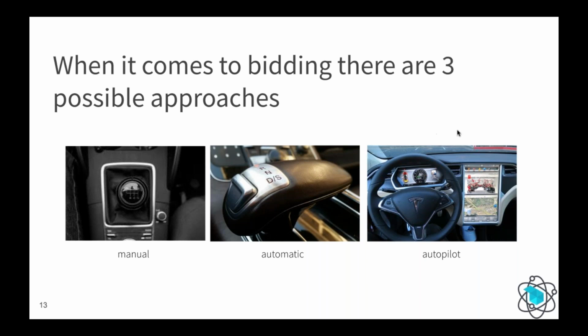And then you also have the full autopilot approach. In that case, you're going full Tesla, and you will let the machine, meaning the platform, so Google or Facebook, take over.